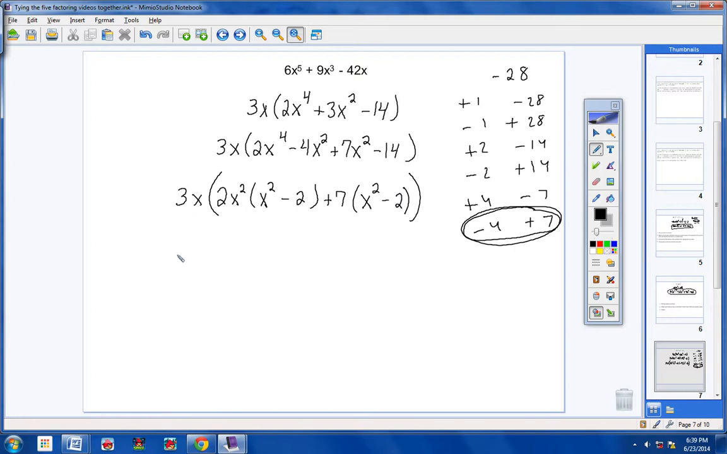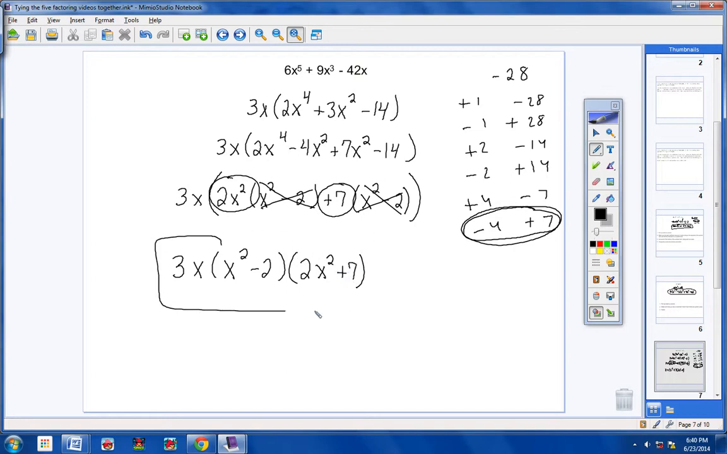Now, bring down your 3x, and then remember you write your matching parentheses once. And notice this parentheses here does match this parentheses here, and it should. So I'm going to write x squared minus 2, and then cross those off. You're done with those. And then in the other parentheses, you're going to write down the terms that you factored out. We factored out a 2x squared, and we factored out a positive 7. So here I'm going to write 2x squared plus 7.